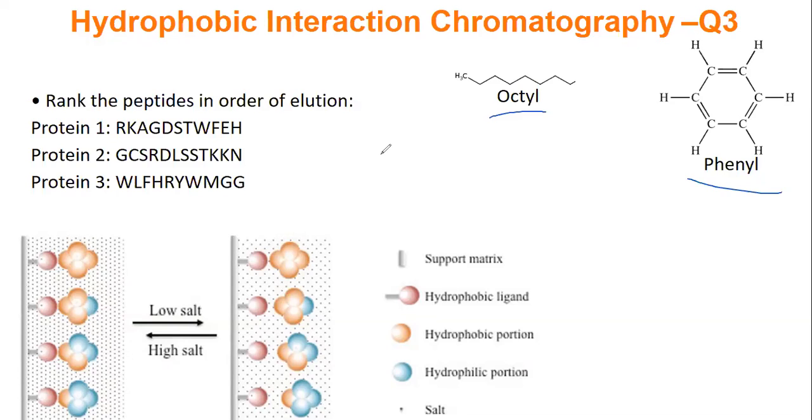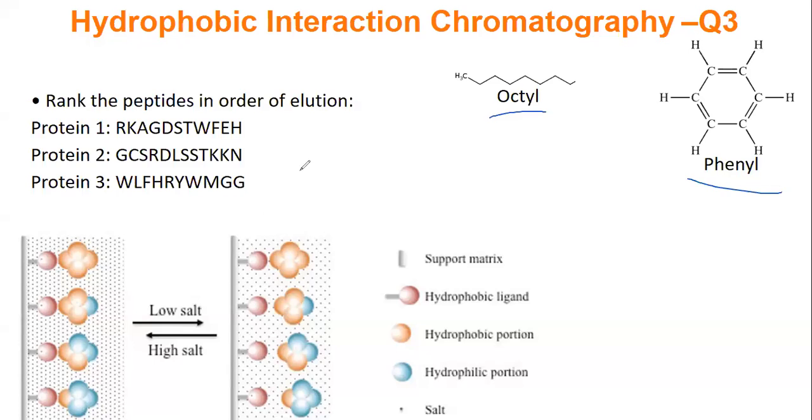So who knows their amino acid code? No orders? Got any orders here? What order will we have elution of these proteins? What's the least hydrophobic and the most hydrophobic?